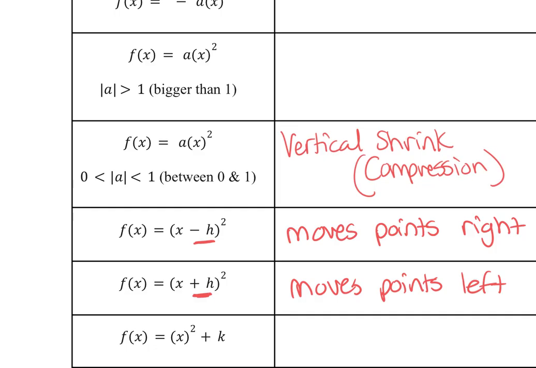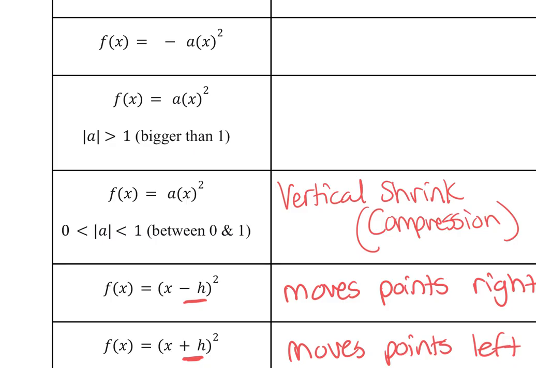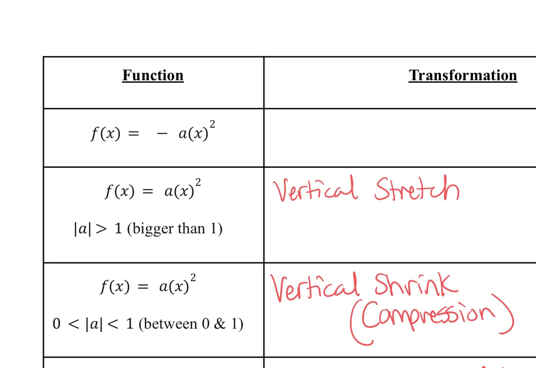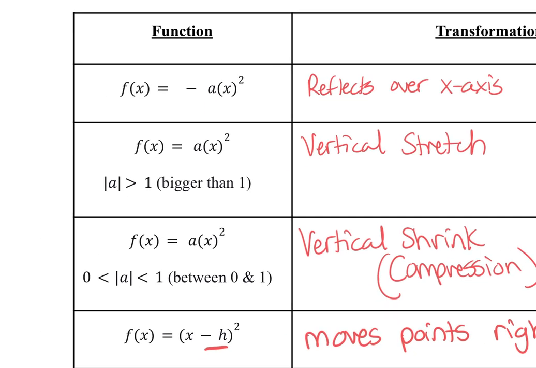Big Ideas uses shrink. I've learned it as compression. I don't mind. I'll take either one. Okay. If this is a vertical shrink, then think about if it was bigger than 1. What would that be called? Good. Vertical stretch. Okay. So let's pop over here. That's this one right here. This negative in the front reflects over x axis. Okay.